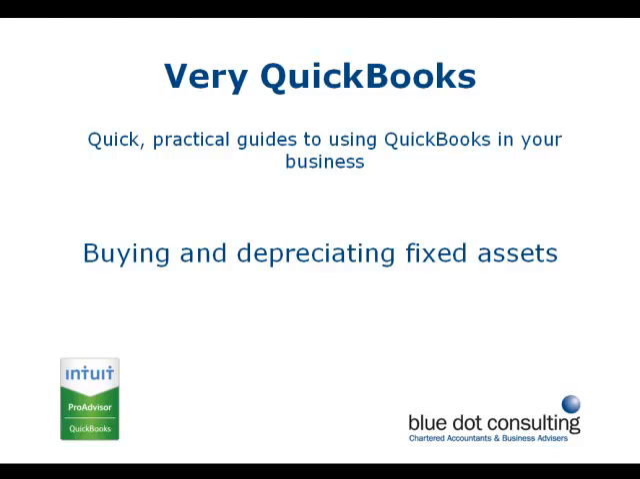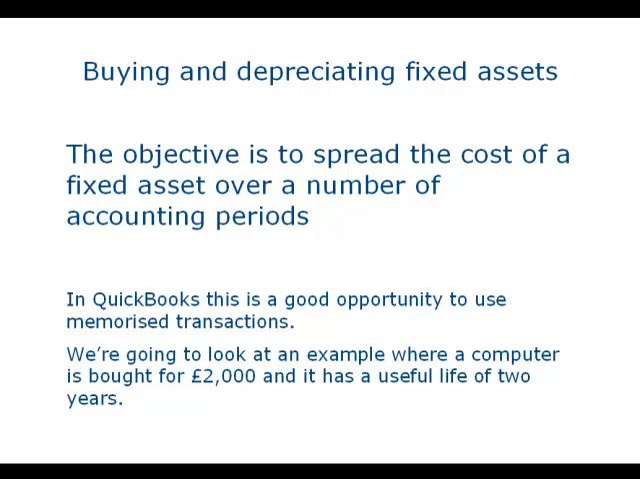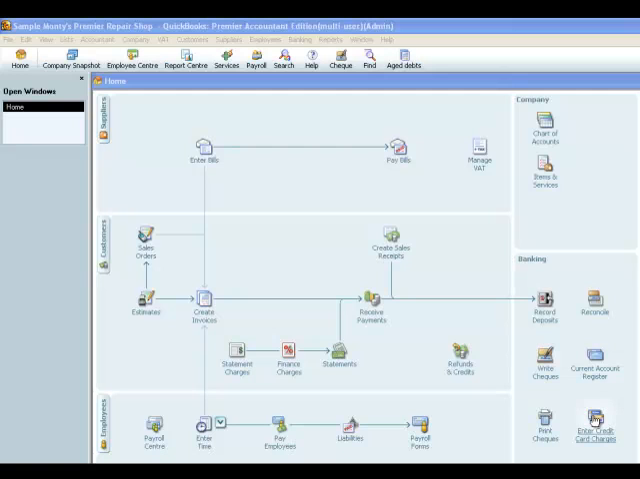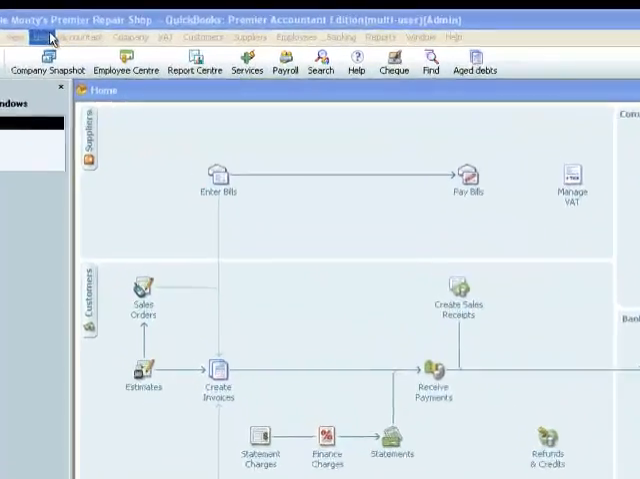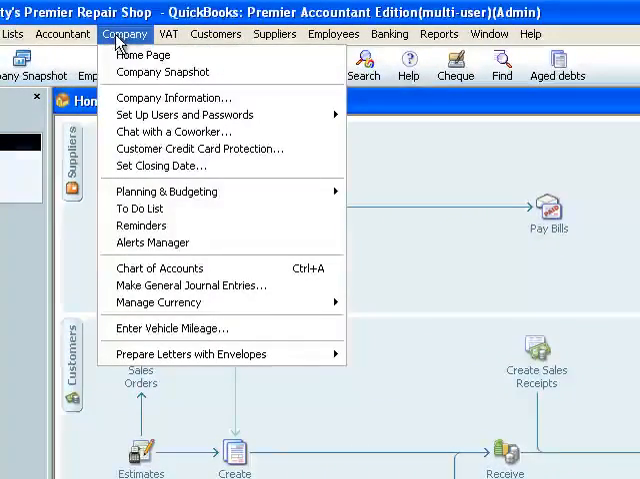Welcome to our QuickBooks tutorial on buying and depreciating fixed assets. In this case study, we're going to look at the example of buying a new computer which has a useful life of 2 years.